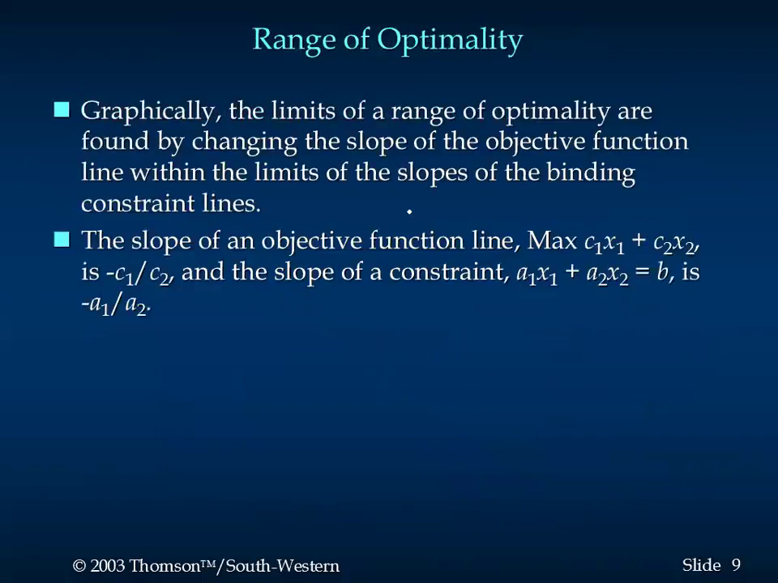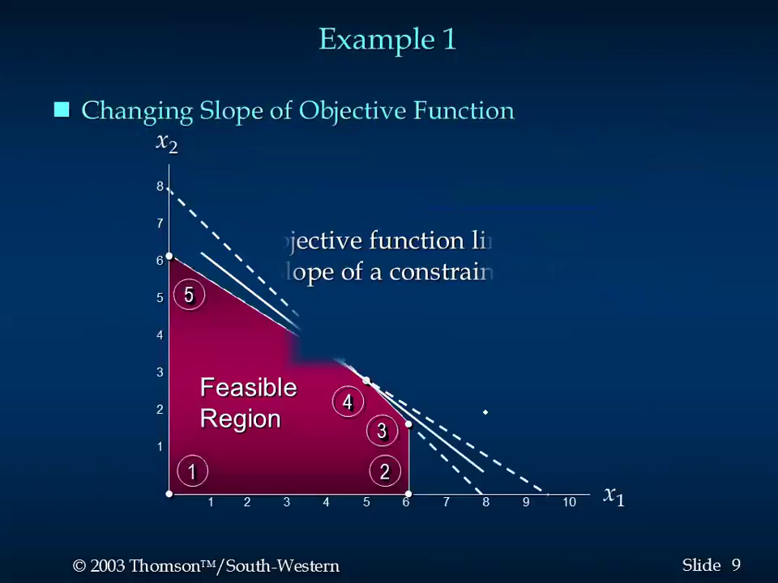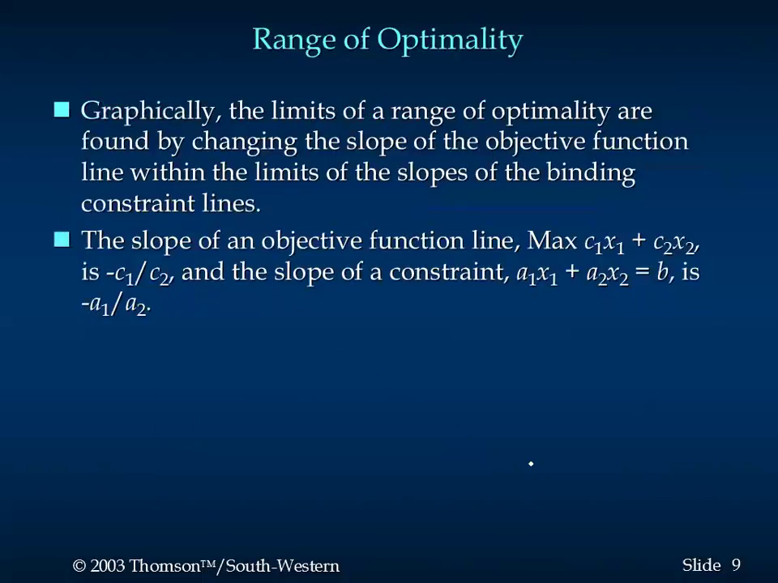Okay. Now the thing is this. Graphically, the limits of the range of optimality are found by changing the slope of the objective function coefficient line within the limits of the slopes of the binding constraint line. Okay, so here we have something like this. Now basically, the moment the slope comes outside, so if we look at this constraint boundary and this constraint boundary, the isoprofit line slope must be between these two slopes. The moment it comes outside that, it becomes different.